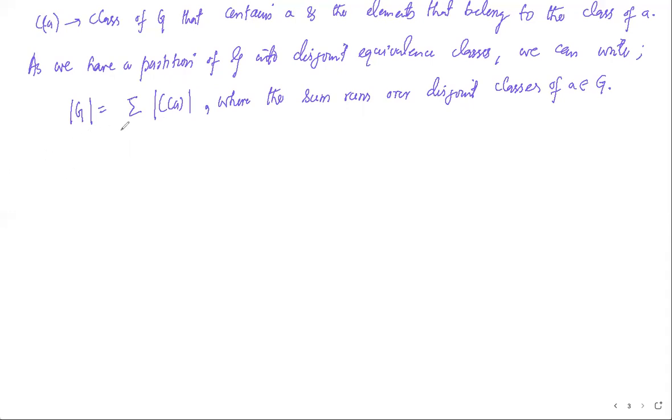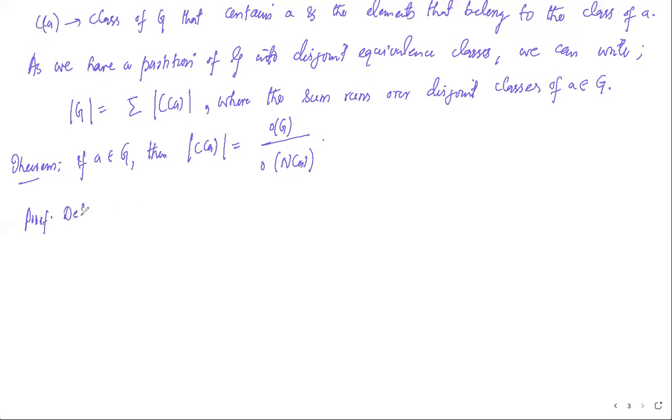Now we proceed towards one more result for proving what should be the order of this class of a. We have that in the form of a theorem. If a belongs to G, then the order of the class of a is equal to the order of G divided by the order of the normalizer of a. To prove this result, we shall define a 1-1 onto mapping between the two sets G divided by N(a) and C(a).